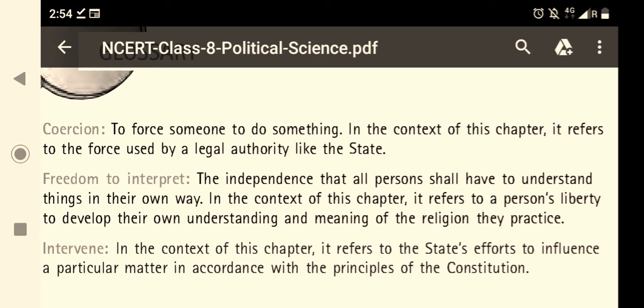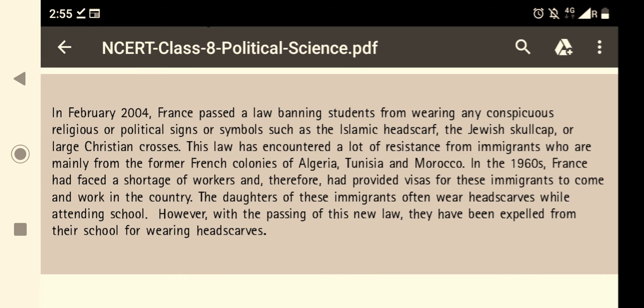The last one is intervene. In the context of this chapter, it refers to the state's effort to influence a particular matter in accordance with the principles of the constitution. It means intervene. Let's take another example of France to understand secularism.